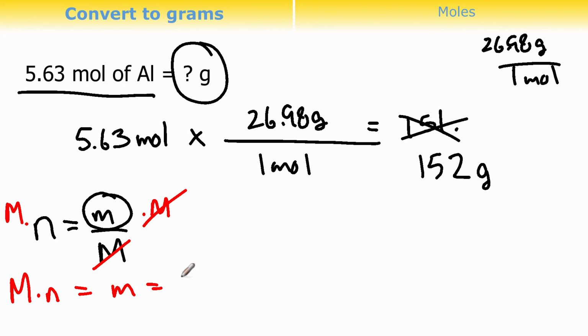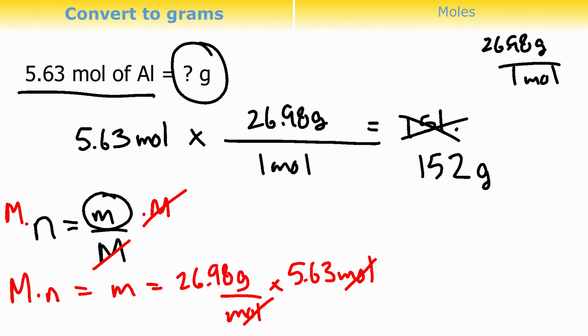Molar mass is 26.98 grams per mole times the moles that I have, 5.63 moles. So they cancel. If I multiply those two things, I'm going to get the same as I did up there. So that's two ways that you can change from grams to moles or moles to grams. I would suggest picking one way and doing it that way all the time.